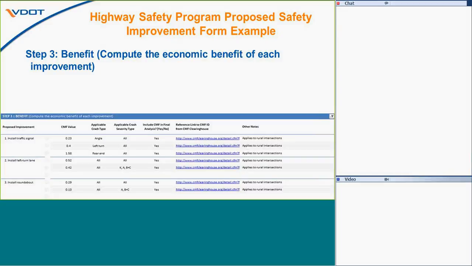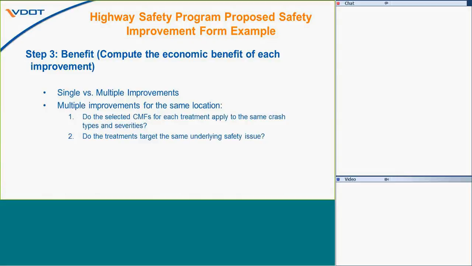So for instance, in the first line, you have a CMF value of 0.23 for angle crashes, and it's applicable to all crash severity types. And then you have the option of whether or not to include it in your analysis, and typically you would. That's there more as an option to toggle and see how you can affect your final BC ratio by including that in the analysis or not. And then the information moving to the right side of the screen is reference information in terms of where you obtained the CMF, and other notes that might be applicable for your project.